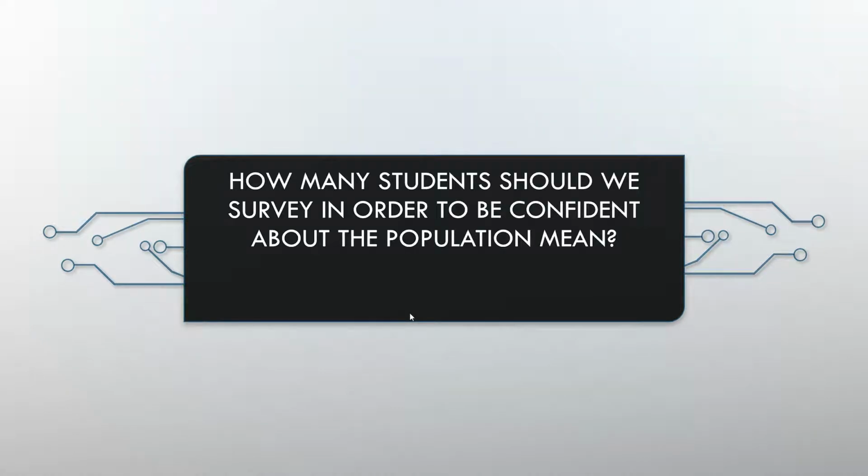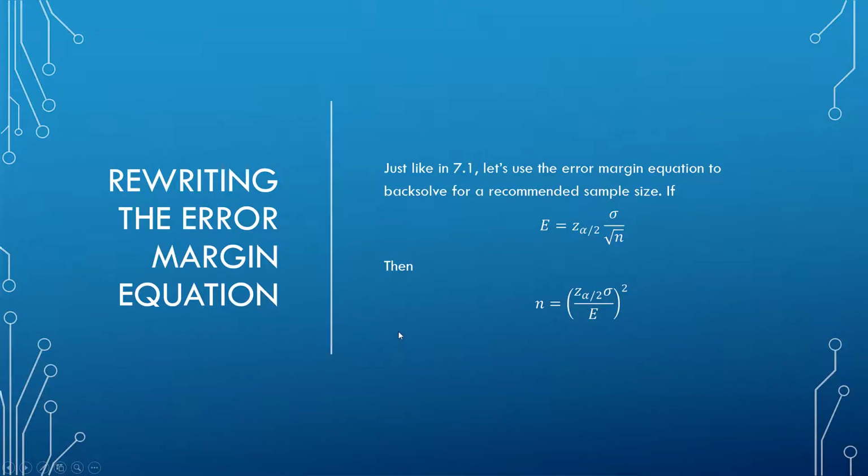If I want a much tighter interval, how many students should I be surveying? Or specifically, how many students should we survey in order to be confident about our population mean? And the question that we've been asking this whole chapter, right, previous series and also this series, how confident do you want to be? So here's how we're going to estimate our sample size for a sample that we've not actually yet taken.